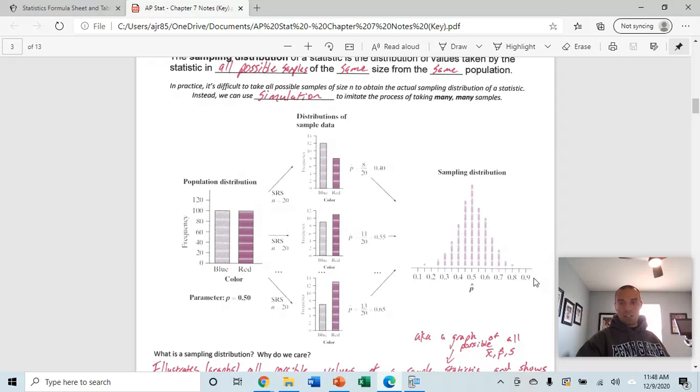This right here is your sampling distribution. It is a graph that is plotting every single possible P hat of size 20 that you can get from this population here. Okay? And notice the shape of this graph. This doesn't happen by coincidence. Notice that the shape is pretty normally distributed, centered at what the population distribution is. But you might get samples as low as 15% red to as high as 80% red as a part of your samples.